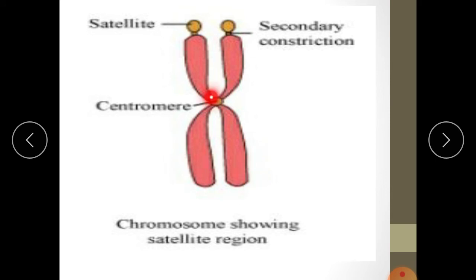This is the primary constriction and this one is the secondary constriction. The primary constriction is called the centromere. The centromere position is fixed, and it is present in all chromosomes, but the secondary constriction is not present in all chromosomes. Only a few chromosomes may contain a secondary constriction, and these are attached to the nucleolus. Therefore, it is called the nucleolar organizer region.